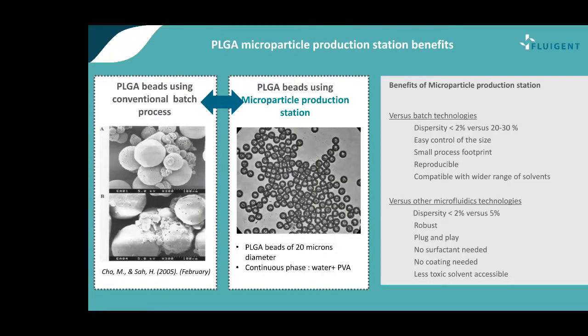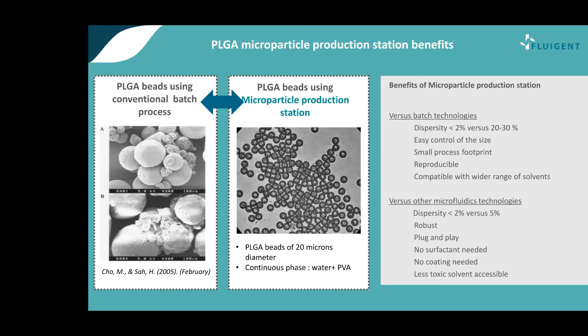If we compare the two technologies, the traditional batch method with the microparticle production station, first of all, for dispersity, we are at 2% versus 20, maybe more, up to 30% of coefficient of variation for the batch method. We have more control of the droplet size and microparticle size. We have a small process footprint as we are using a microfluidic instrument, smaller compared to the batch method. We have a method which is reproducible and compatible with a wider range of solvents.